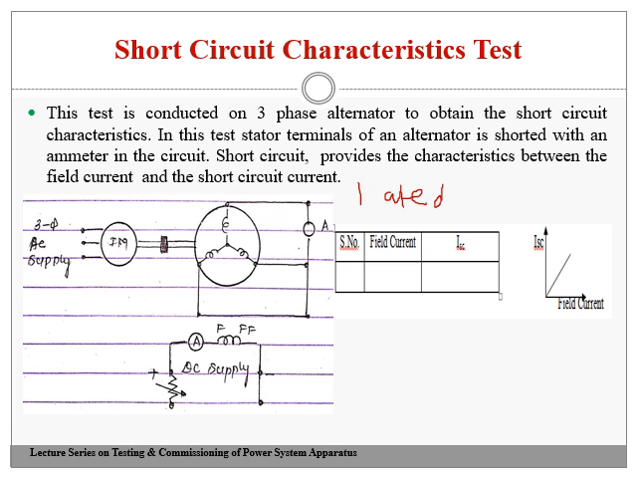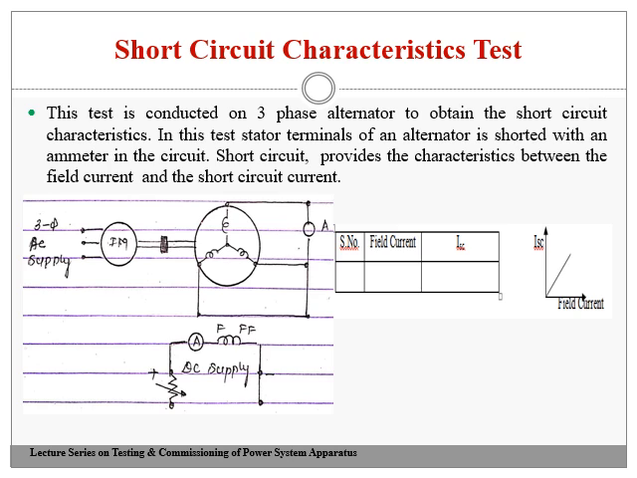What we have done here, we started the induction motor by supplying its rated voltage. When it is rotated at rated speed, the alternator also rotates at rated speed. Then we go on exciting the field current such that at some particular value of the field current, this shows a rated current. At that time, you have to note down this field current as well as the short circuit current, that is the rated current. Only one reading is sufficient.